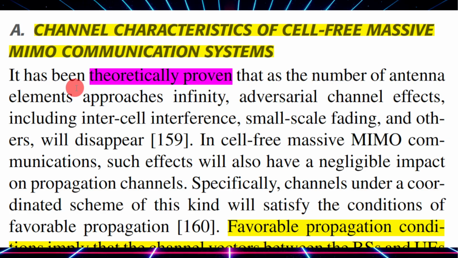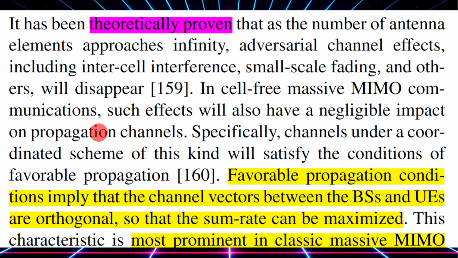Well, it has been theoretically proven that as the number of antenna elements approaches infinity, adversarial channel effects, including intercell interference, small-scale fading, and others will disappear. In cell-free massive MIMO communications, such effects will also have a negligible impact on propagation channels. Specifically, channels under a coordinated scheme of this kind will satisfy the conditions of favorable propagation.